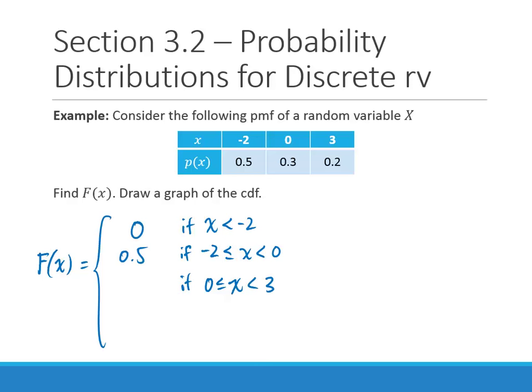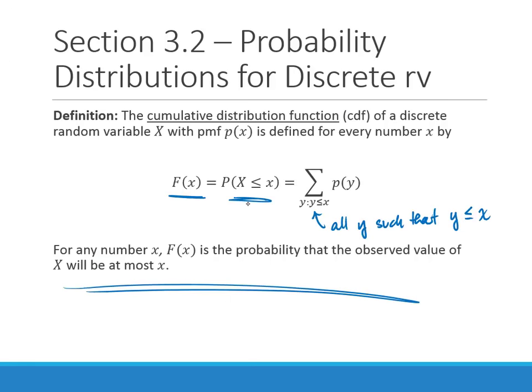So this will be 0.8. If I'm thinking about this as the cumulative probability of being less than or equal to some number in between 0 and 3, why not 0.3? It's because I want to include all the probability of being less than that number.